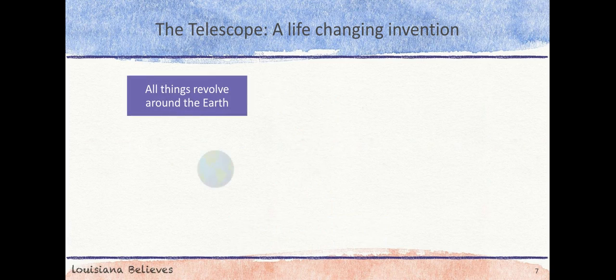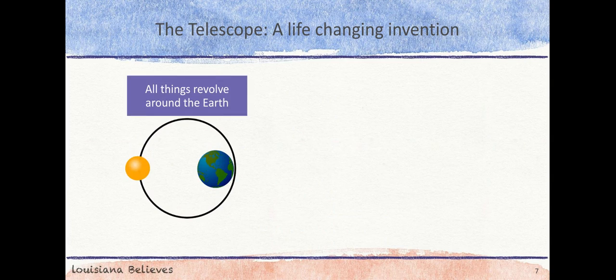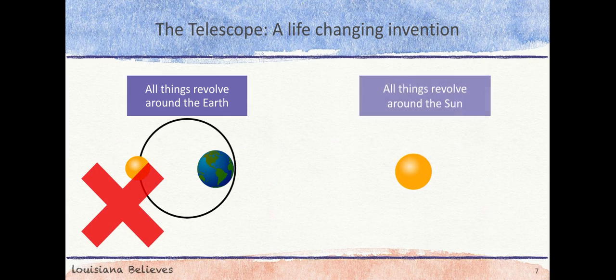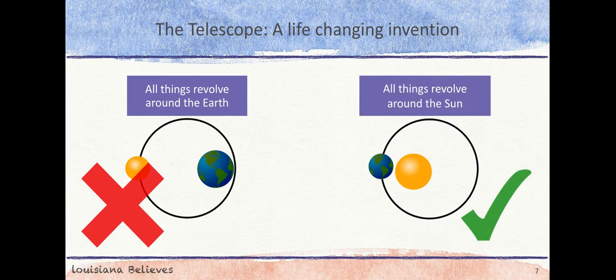At the time, it was believed that the Earth was the center of the universe and that the sun, moon, and other bodies revolved around it. With the help of his telescope, Galileo was able to prove that this was not the case, and that all things actually revolved around the sun. These ideas got him into a lot of trouble with the law and the church, but are now accepted as one of the greatest discoveries of all time.